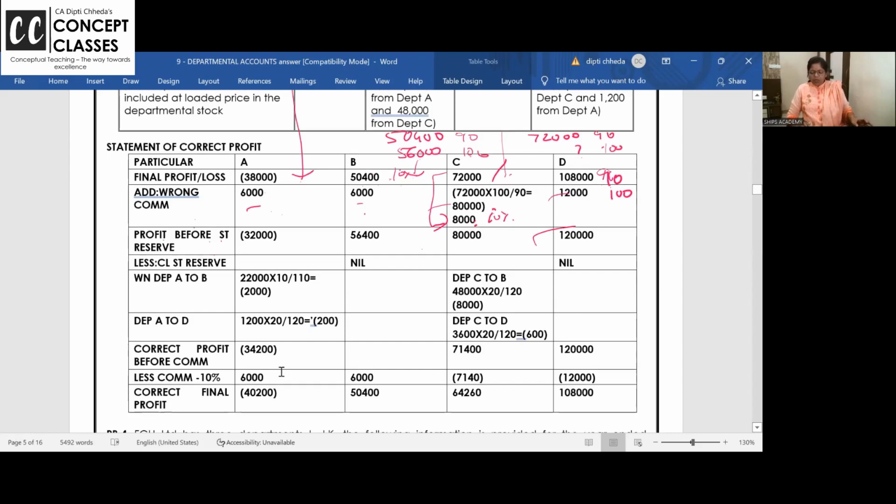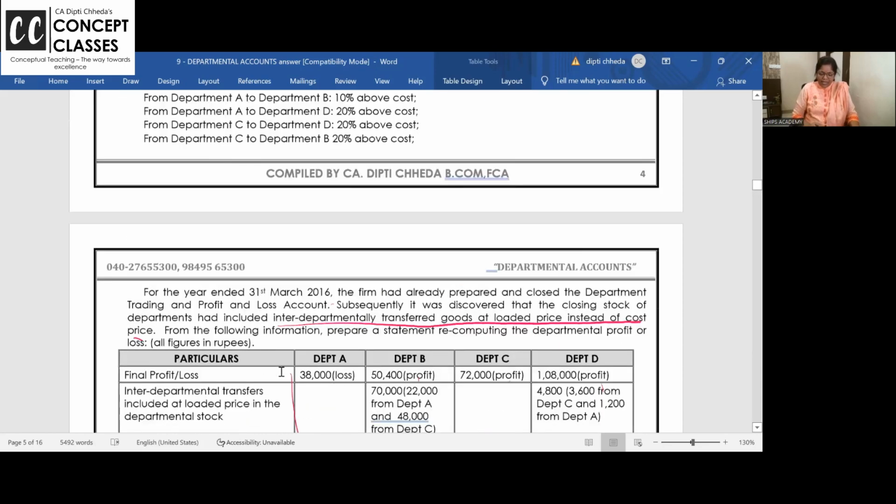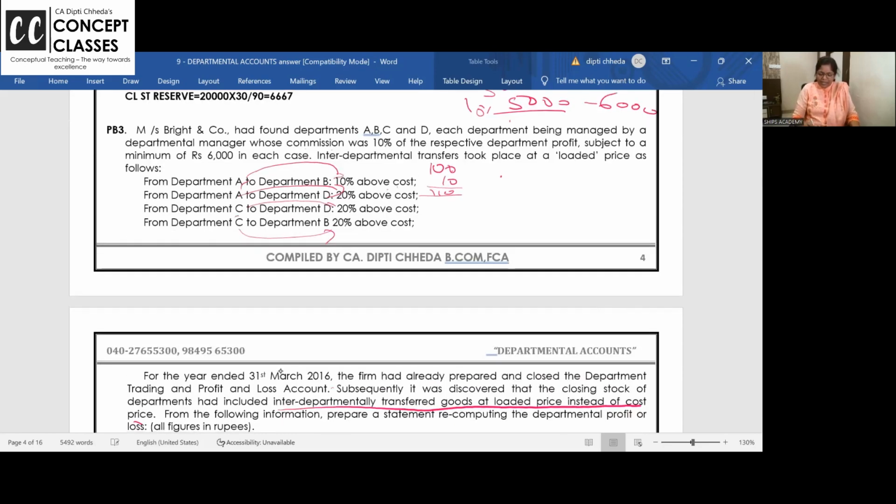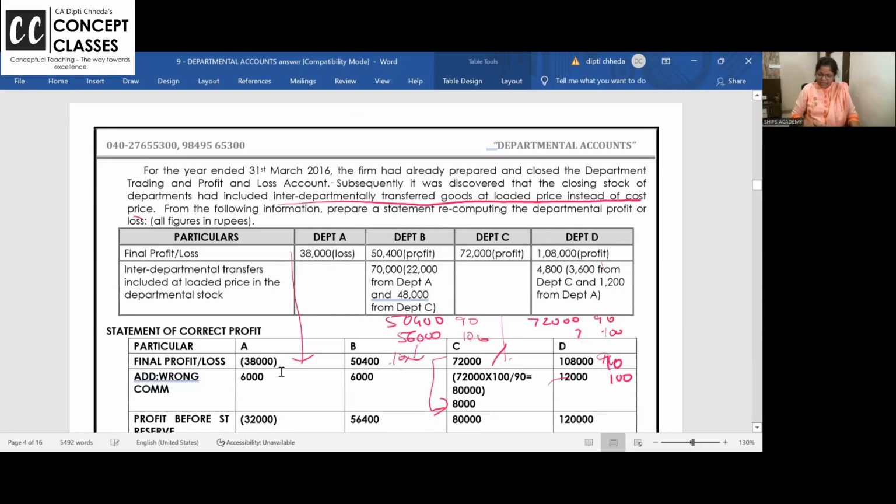Okay. Now what did you miss? Stock reserve. Stock reserve, which department will minus? This I make you write in your booster notes. Stock reserve kahan minus karoge? The giving department. I am sending you the goods at 100 plus 10% profit, 110. I will reverse the stock reserve. Ye clear hai? So A is sending to B. A is sending to D.